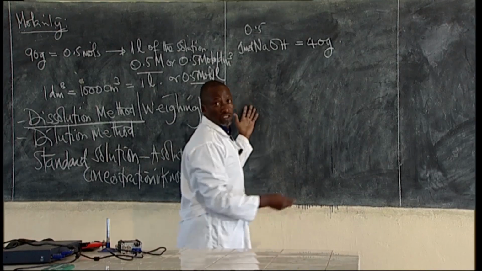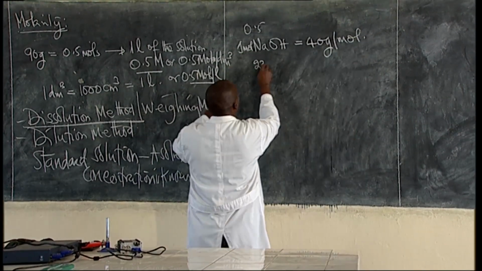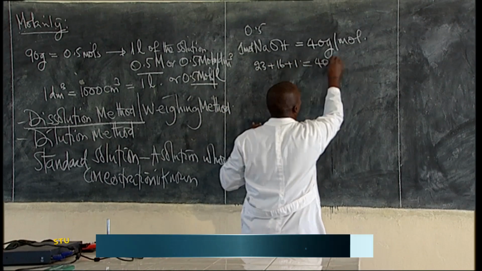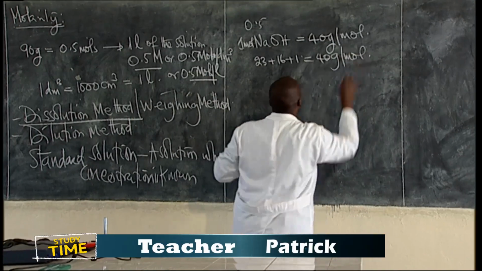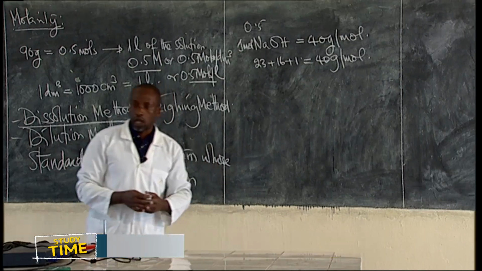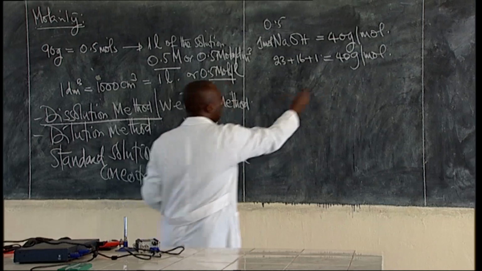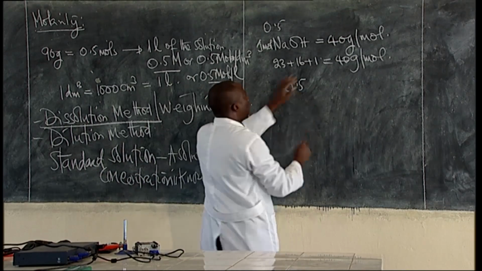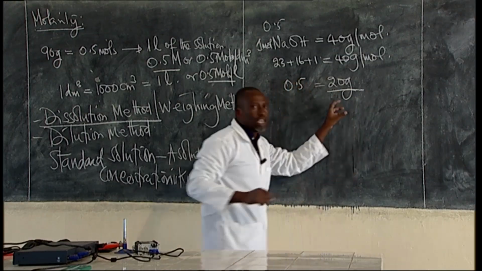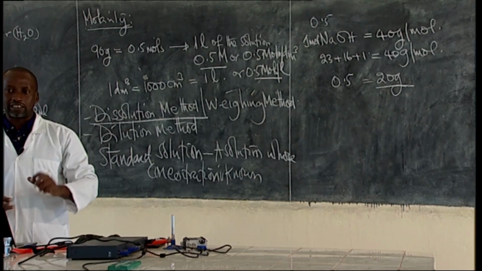Where am I getting this? This is 40 grams per mole. This is 23 plus oxygen plus 1. That gives 40 grams per mole. Now 0.5 is a half. Because we are supposed to make 0.5 moles in a liter, that is a half of this. So 0.5 of this is 20 grams. So we have to weigh 20 grams exactly.